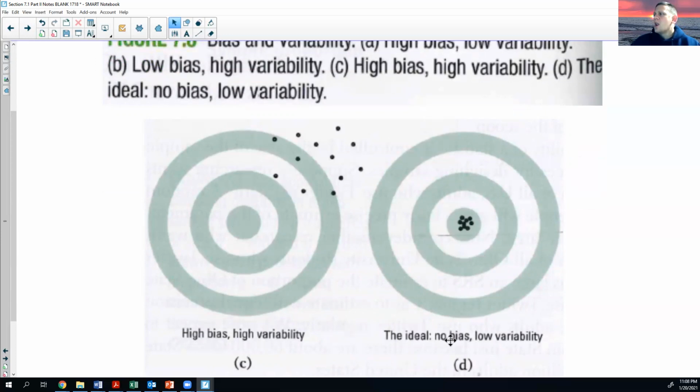So you want no bias or low bias. It's hard to get rid of bias altogether. You want low bias, low variability. That kind of shows our example here of what we would like with our sampling distributions.